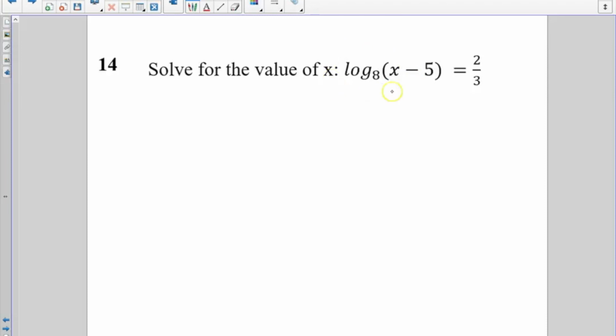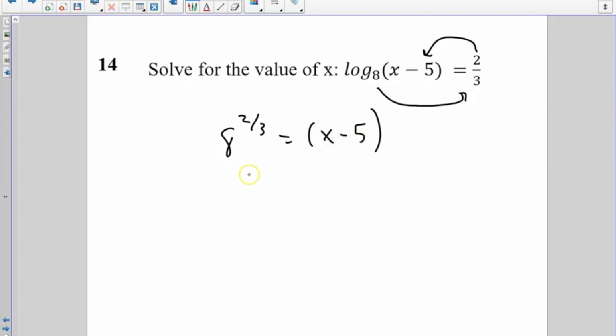So we did this in class where there's a log on one side and there's a number on the other side. So automatically right now I know I can do circle of log. So it's going to be 8 to the 2/3 power is equal to x minus 5. The goal is to get the x by itself, so all I have to do is add 5. So 8 to the 2/3 power plus 5 is equal to x.